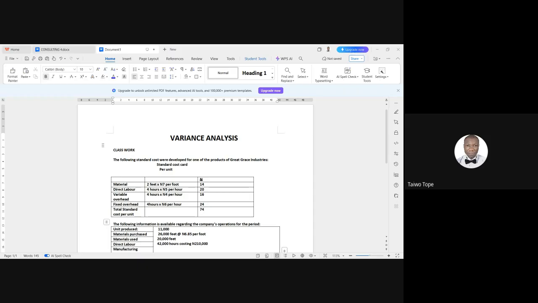In some questions, you might be required to determine the fixed overhead absorption rate. And when you are required to determine the fixed overhead absorption rate, there is a formula you have to use. That's why we were treating activity-based costing.